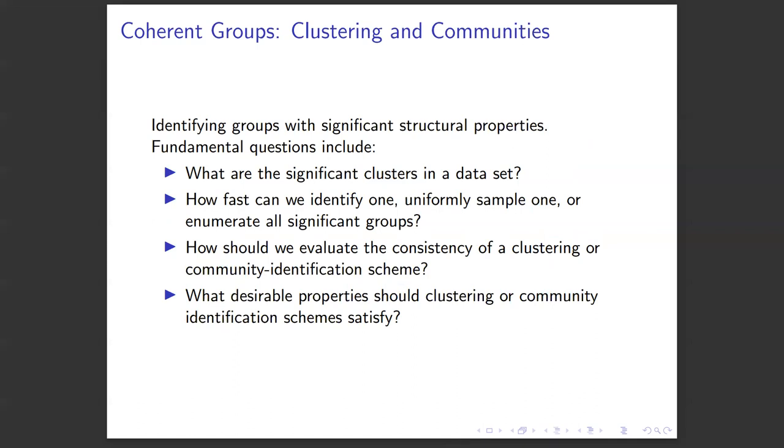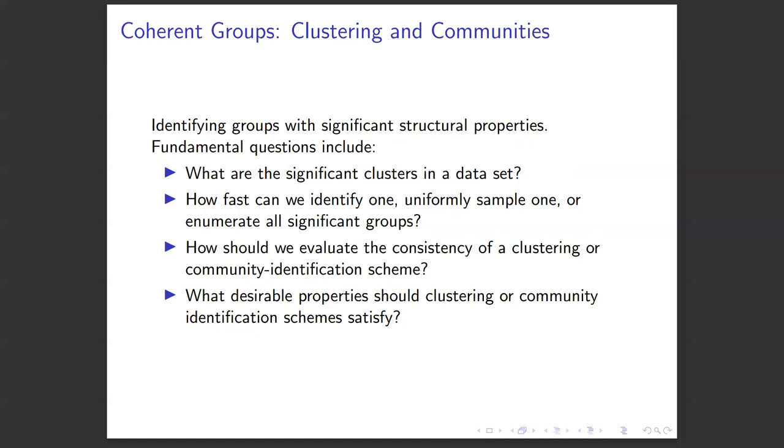Another thing is how to identify coherent groups. First, we want to identify a group of people who are very significant. This clustering, this group or community, will have some good properties.